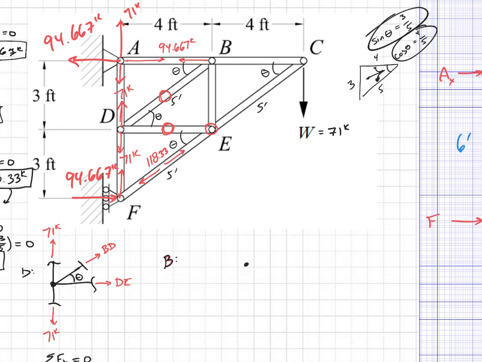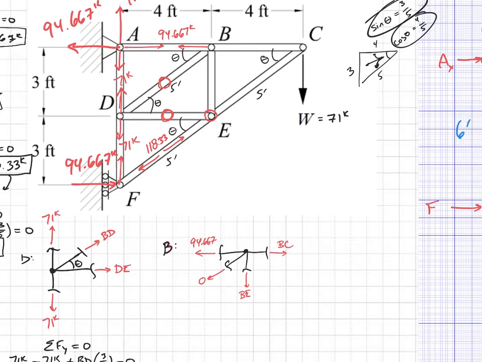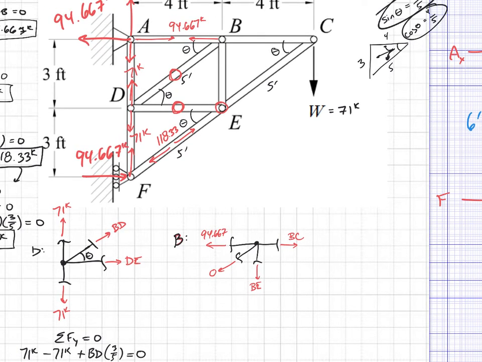Anyway, so here's joint B. So it's got something going this way, something going this way, something going this way, and something going that way. Okay, it's a lot of forces, but we know some of them, right? So this one's 94.667. This one is 0, so we're not even going to worry about that one. This one is unknown, but we'll call that BE. Okay, and this one right here is BC. And so that's it. Now there's an angle in there, but I don't really care about this angle, theta, because there's no force on that, so it's fine.